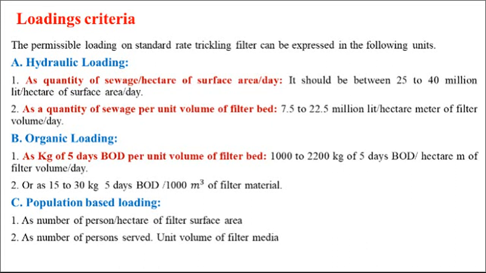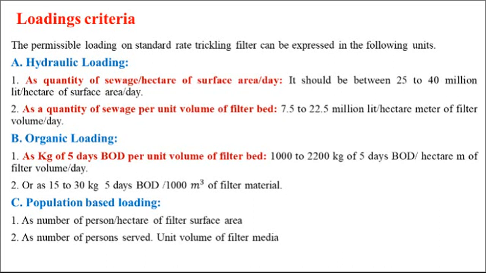Hydraulic loading as quantity of sewage per hectare of surface area per day. So this loading should be between 25 to 40 million liters per hectare of surface area per day. Then as per the quantity of sewage per unit volume of the filter, the loading should be 7.5 to 20.5 million liters of sewage per hectare meter of filter volume per day.